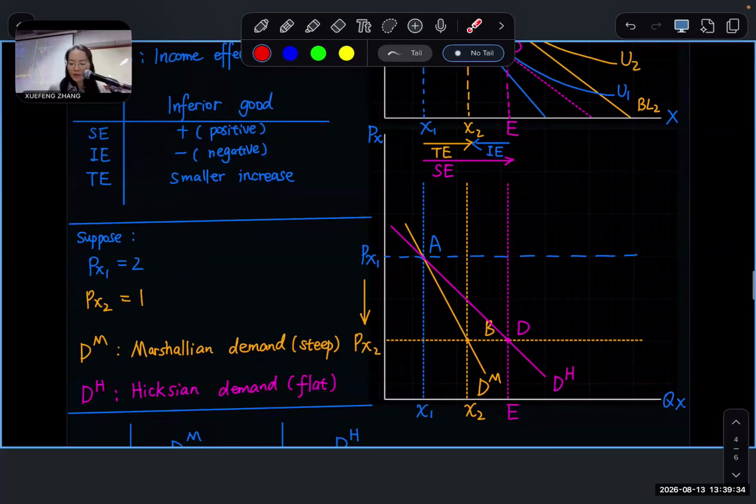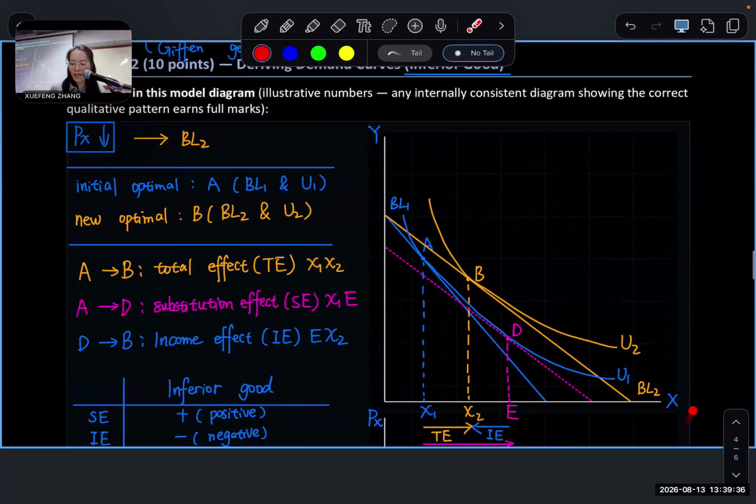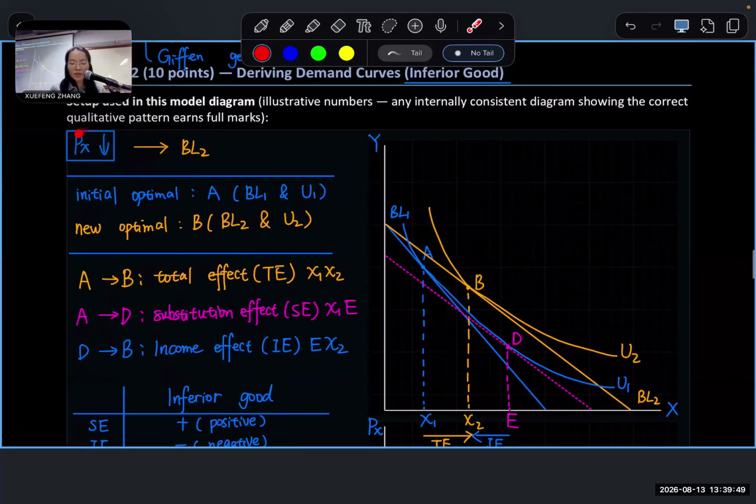Why I give you 2 graphs here? The first one, you need to label X and Y. This is how we track the total effect, substitution effect, and income effect. Okay? And you need to tell me here the price of X decreases, right? So point A is our initial optimal and point B is our new optimal. D is for substitution effect. Okay, I'm not gonna show you again because you can understand by yourself.